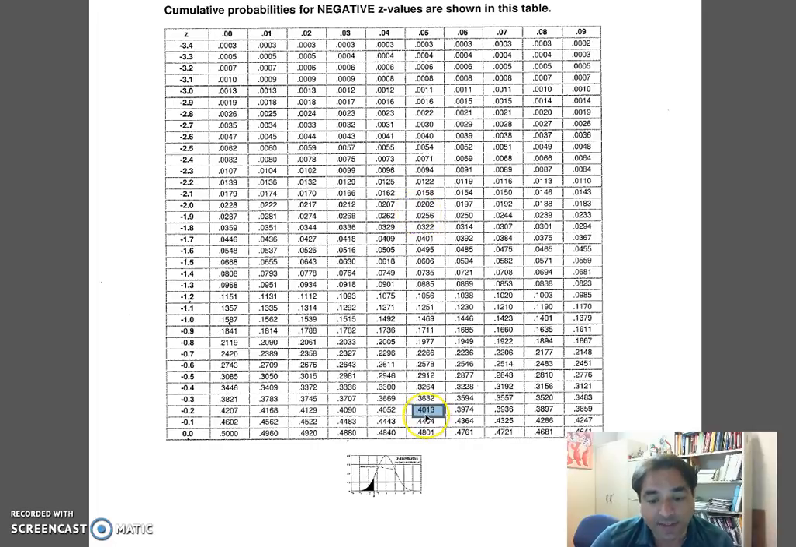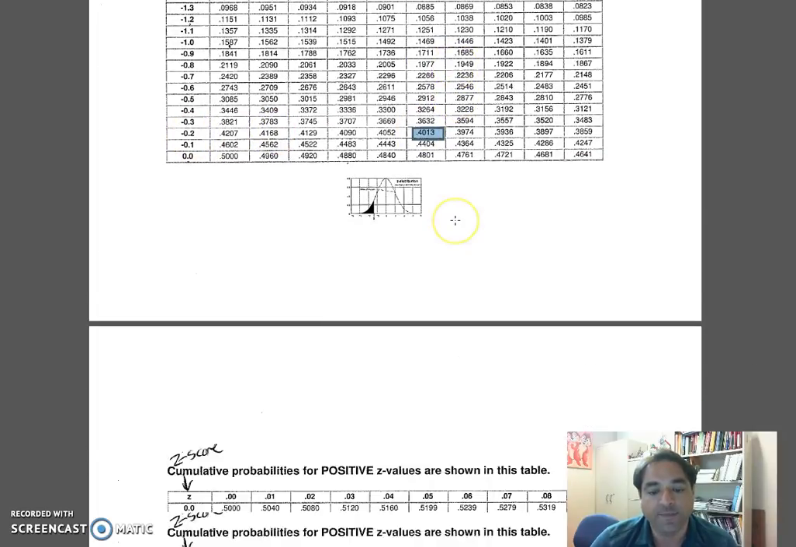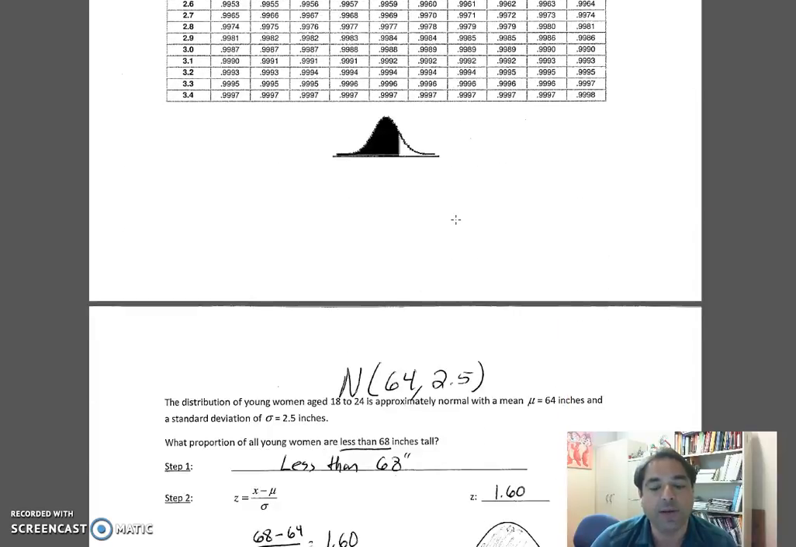So that was backwards. We're given the percent and ask for the z-score rather than giving the z-score and ask for the percent. So that's the tricky part. So 0.4013 is pretty close to 0.40. The z-score that matches with that is negative 0.25. Okay, so that's the tricky part of that problem.